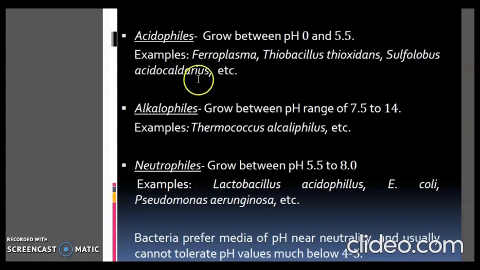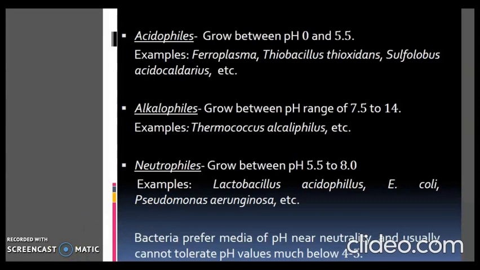And the next one is the alkalophiles or the basophiles, which is having a growth range of pH between 7.5 to 14. And the examples include Thermococcus alkaliphilus. And the third group, the neutrophils, have an optimum pH range between 5.5 to 8. And the examples include Staphylococcus aureus, E. coli, Pseudomonas, Lactobacillus, etc. Most of the bacteria are neutrophils.